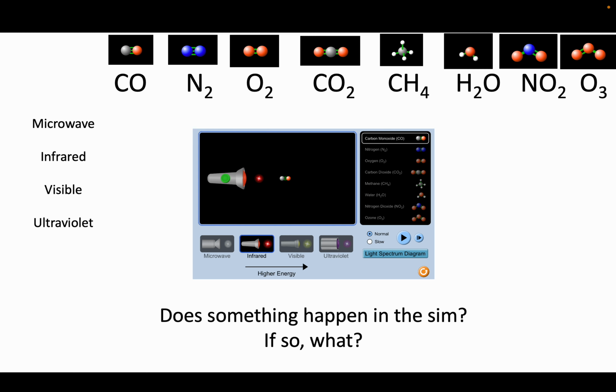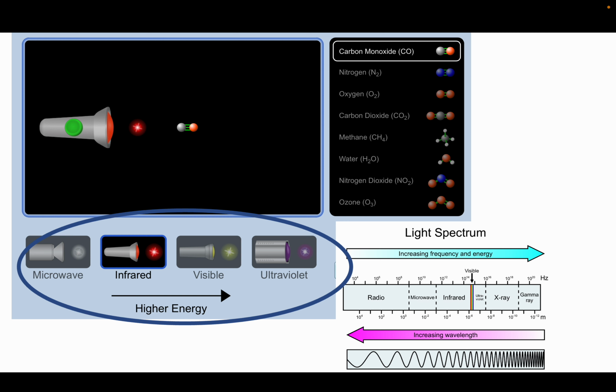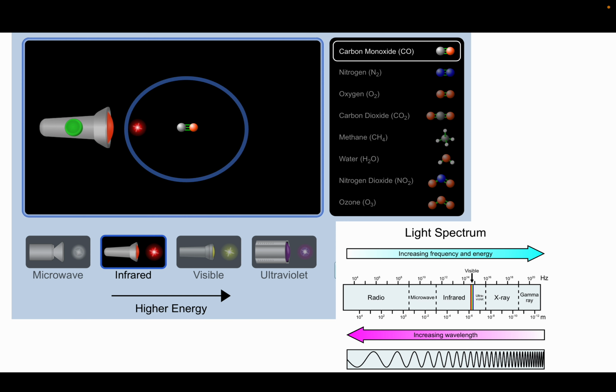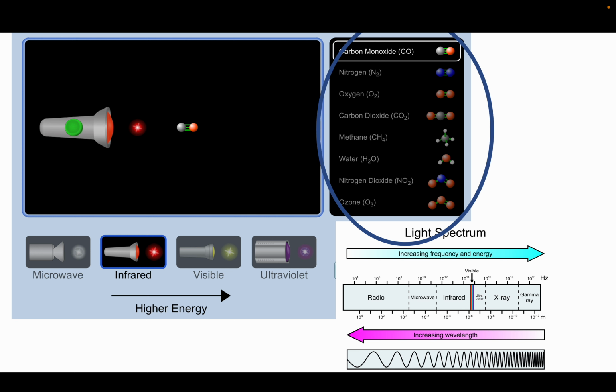What we're going to do is explore and collect some data. We're going to use a PhET sim to see what happens when different electromagnetic radiation interacts with the different molecules. Let's use the simulation to collect some data. Within the simulation, we can have microwave, infrared, visible, or ultraviolet photons. They can be directed at a particular molecule. We can see what happens to the molecule, and the different ones we can test are shown here.